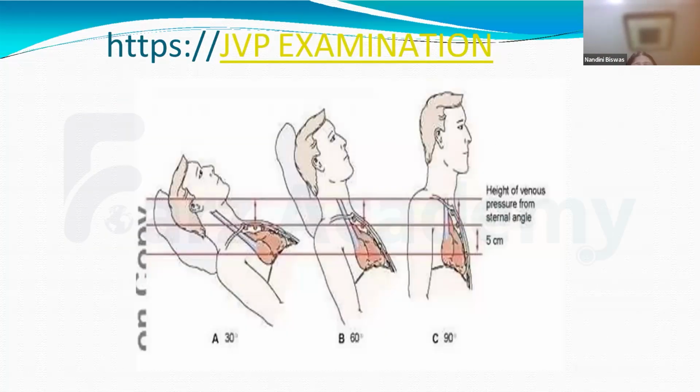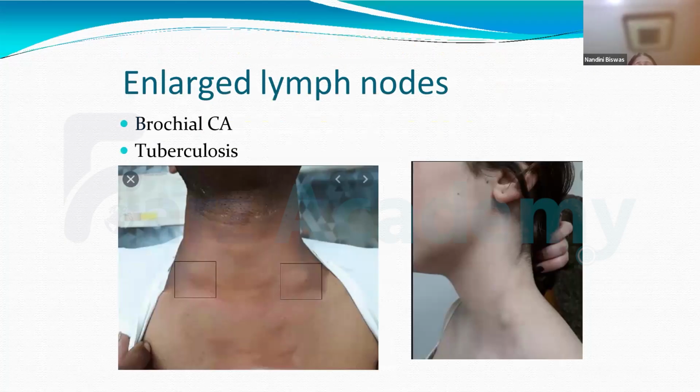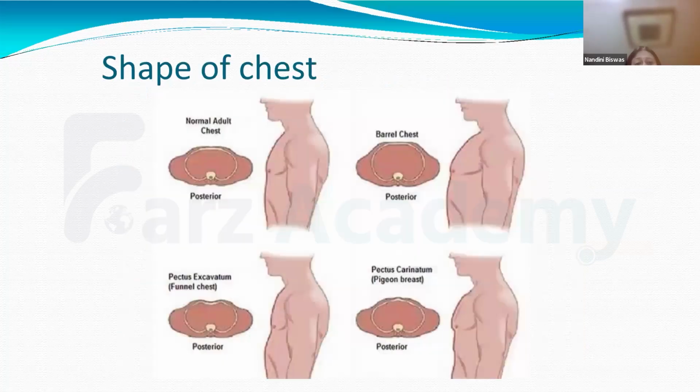Always examine the JVP. The JVP should be examined at 45 degrees. Make sure you do that and make sure that the patient is comfortable when you look at the JVP. You should always look for enlarged cervical lymph nodes. Examination of the lymph nodes of the axillary and the inguinal region can be a bit challenging given the scenario where there are people around, the examiners around, other patients around. But always look for the presence or absence of enlarged cervical lymph nodes.